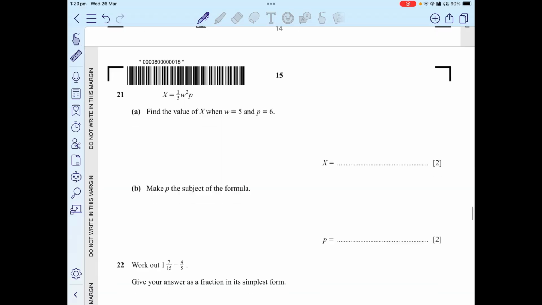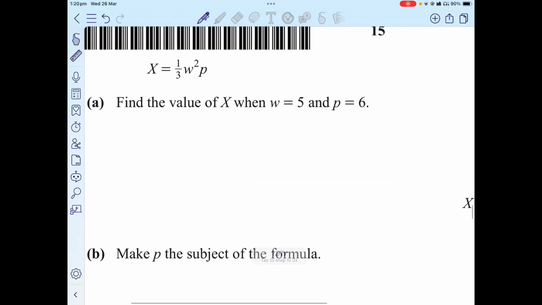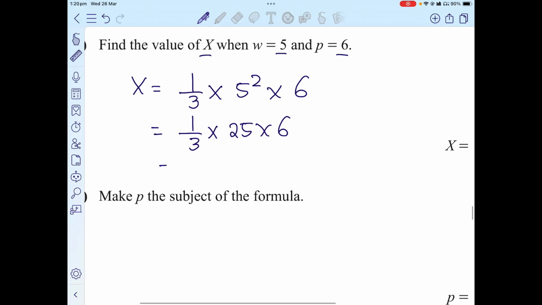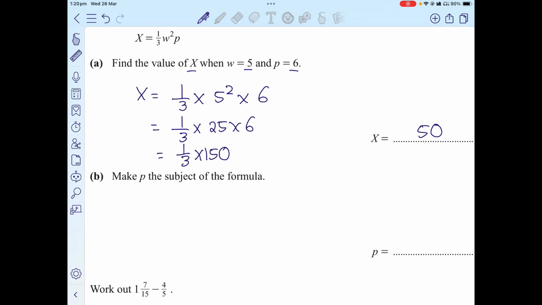Now we'll move on to question number 21. Question number 21 says, find out the value of x when w is 5 and p is 6. So the x value can be said as 1 over 3 into 5 squared into 6. Now what is 5 squared? 5 squared is 25, and 25 into 6, you can simply say it as 1 over 3 into 150. Now you need to figure out what is 1/3 of 150, which, if you just apply a bit of logic, divides 150 into 3 equal parts, each of them is going to be 50.